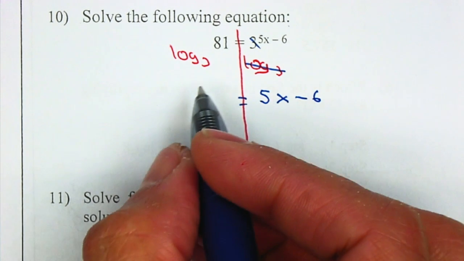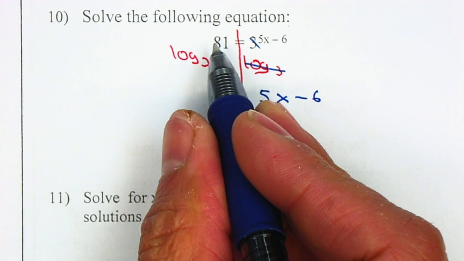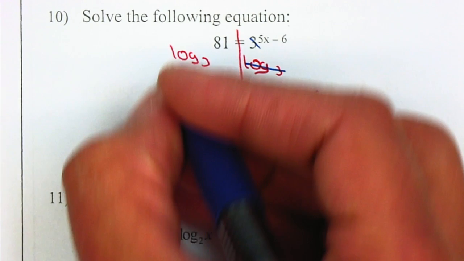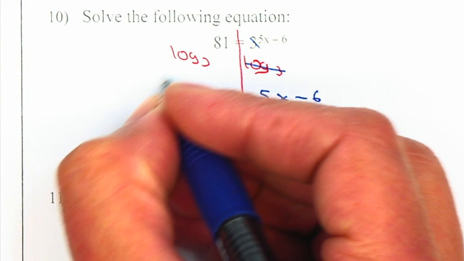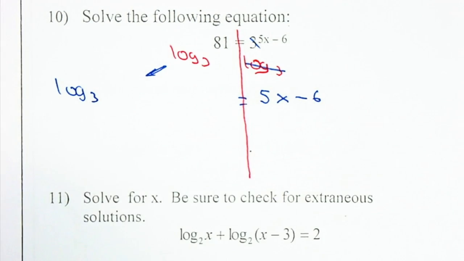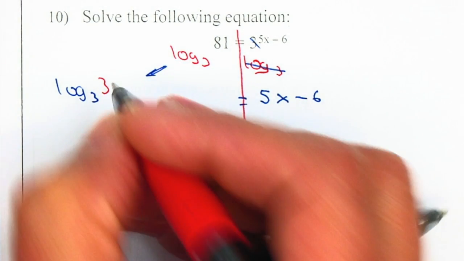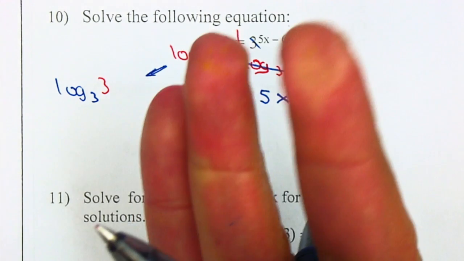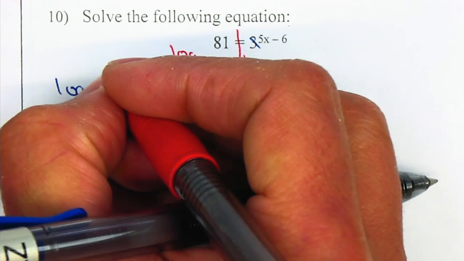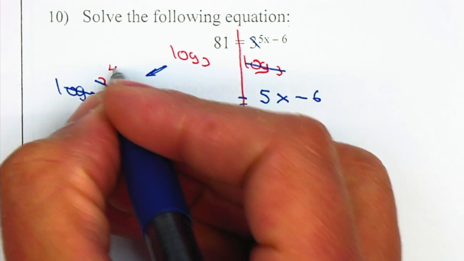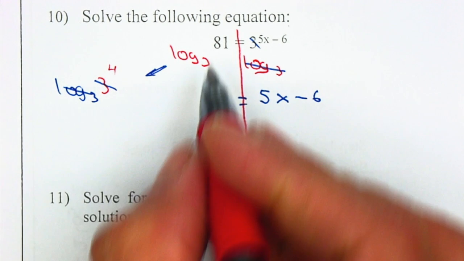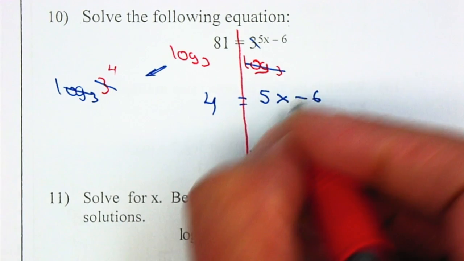On the left you can think about it two ways. 3 to what exponent will give you 81? Or you can rewrite it as log base 3 of 81. The 81 is 3 to the power of... 3 times 3 is 9, times 3 is 27, times 3 is 81. So 3 to the 4th power. That cancels out. I have a 4 left. So 3 to the power of 4 is 81.